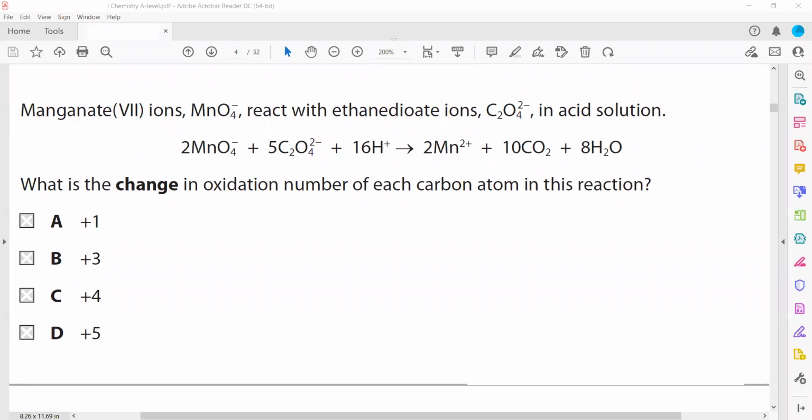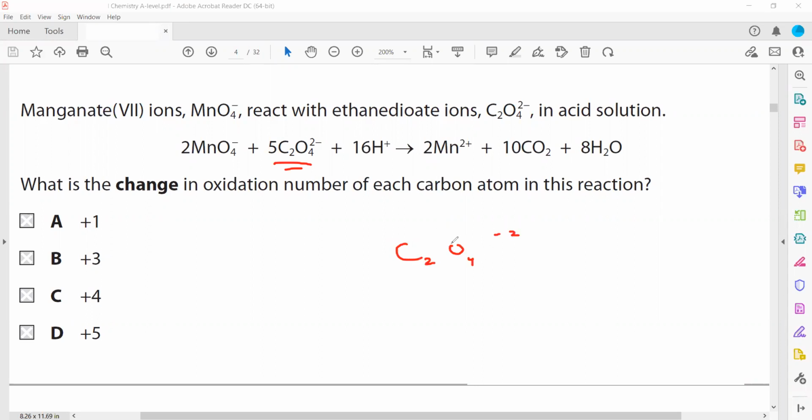Manganate 7 ions, MnO4⁻ with a charge of -1, reacted with ethanedioic acid. What is the change in oxidation number of each carbon atom in this reaction? So how to work out the change in oxidation number? When we write this, it is a compound which contains carbon, so it is C2O4. The whole has a charge of 2 minus.